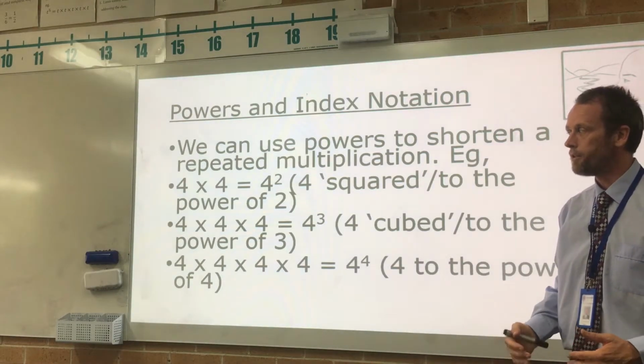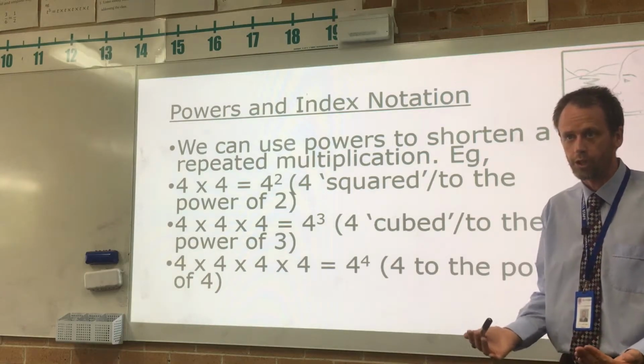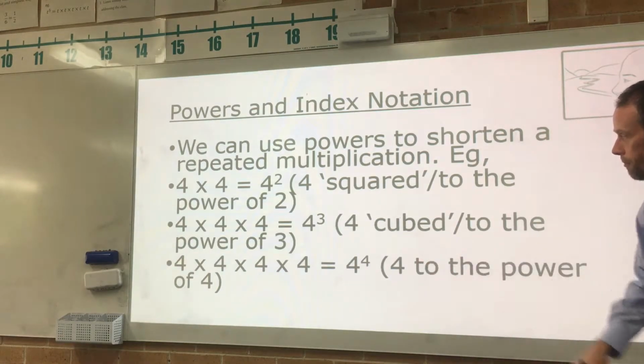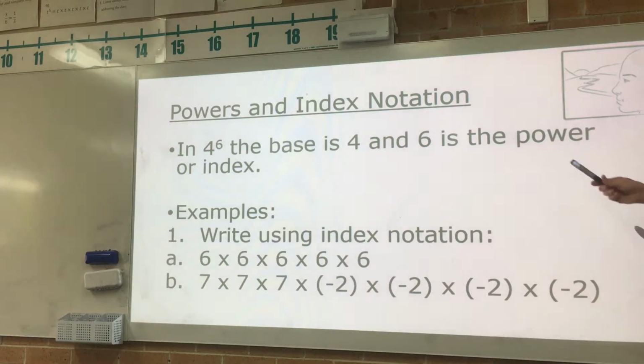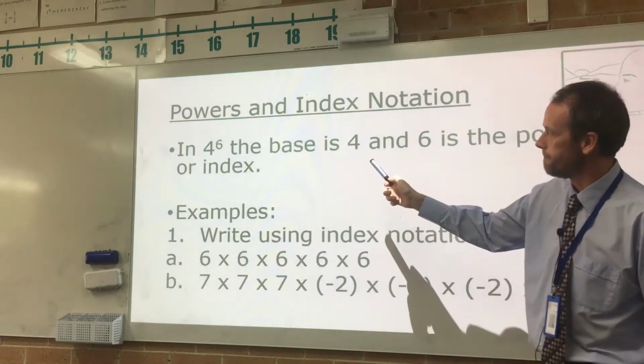It does not mean 4 plus 4 plus 4 plus 4, which I see some people doing. It means multiplied together. So mathematicians, as I say, love to do it shorter. It saves them time. The important piece of information is, what does it mean?